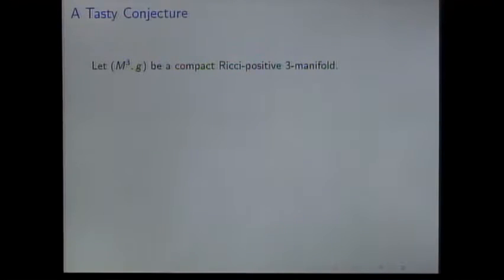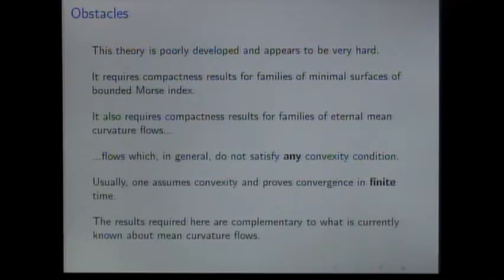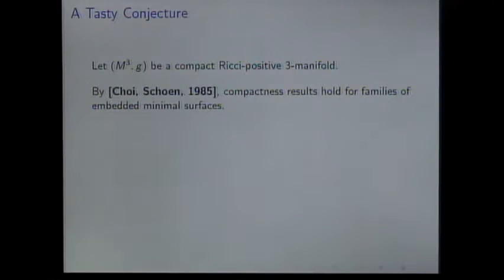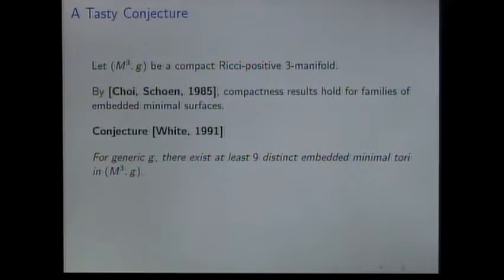So, why am I interested in this? Well, my guiding light, if you will, and my long-term objective is this very nice-looking conjecture. You take a Ricci positive manifold. In this particular case, work of Choi and Schoen gives us compactness results for families of embedded minimal surfaces. So we've got that bit down. So we've got the critical points, no problem there. And we have this conjecture. For generic g, there exist at least 9 distinct embedded minimal tori in (M^3, g).